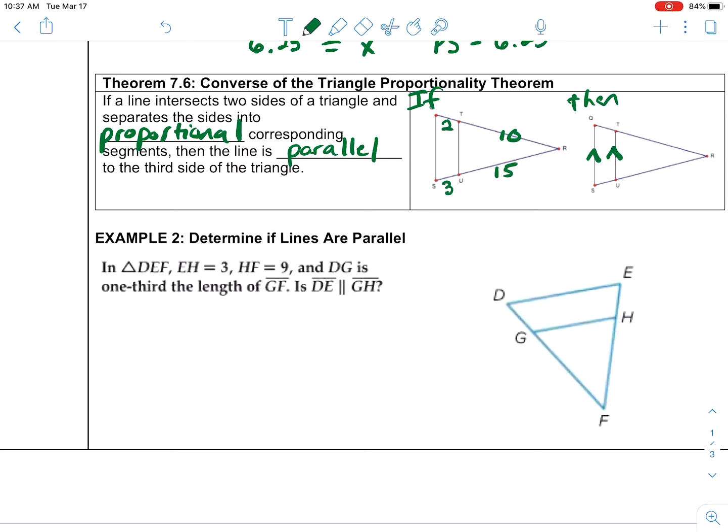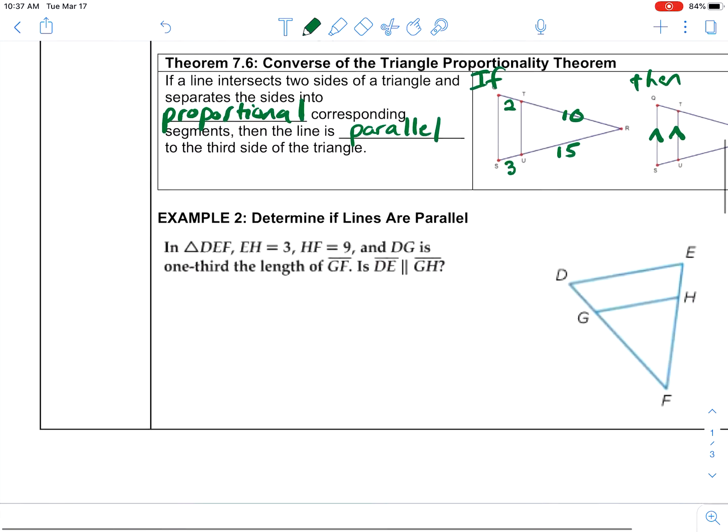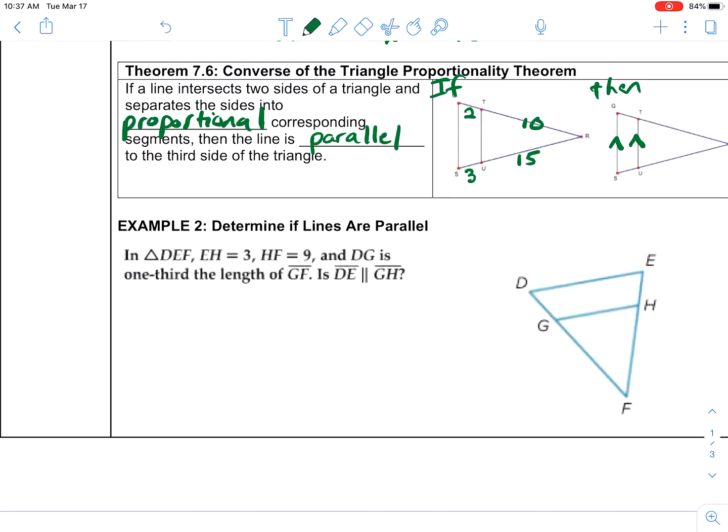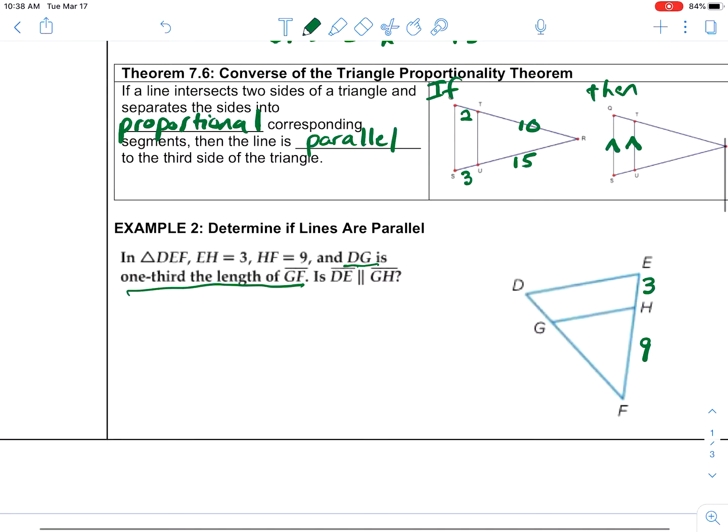So let's take that converse of the triangle proportionality theorem and apply it down below. So we're going to determine if DE is parallel to GH. So let's go ahead and see. So we're given some length relationships here. We have EH is 3 and we have HF is 9. And then we're told something a little bit different here. We're told that DG is 1/3 of the length of GF. Okay, so we don't actually know those segment lengths. We just know that they are in relationship there of 3:1.